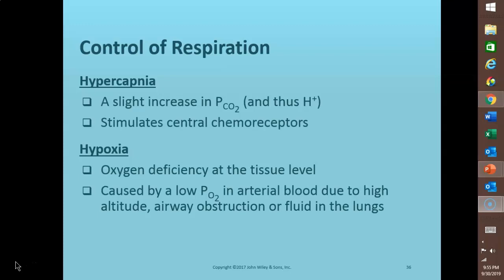As a result of that increased CO2, decreased pH, remember that increase in hydrogen ions, or decreased partial pressure of oxygen, input from the chemoreceptors causes the dorsal respiratory group to become very highly active, and the rate and the depth of the breathing increase. Rapid, deep breathing called hyperventilation allows the inhalation of more oxygen and the exhalation of CO2 until your CO2 and hydrogen levels get back to normal.